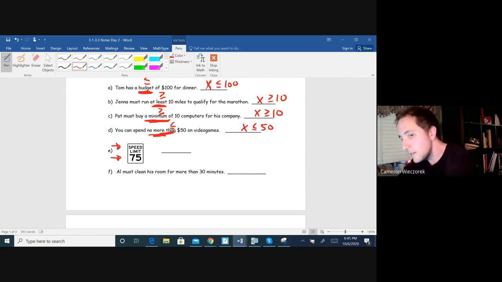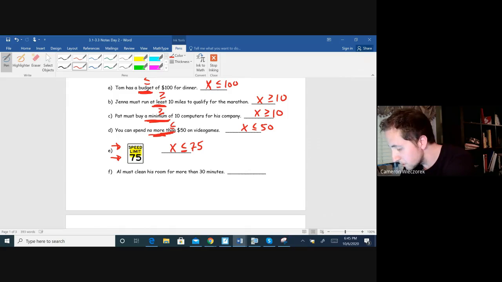You can't go like 85 or 90. You're at 75. That's the highest you can go, or you can go under it. Okay. So limit, there's my key word in this one. I'm going to highlight it, means less than or equal to. That's my tip of the day for you. Do not speed on the local roads, and also don't speed on the highway.